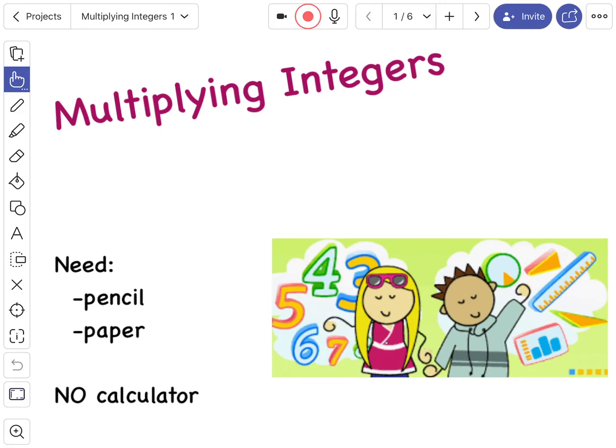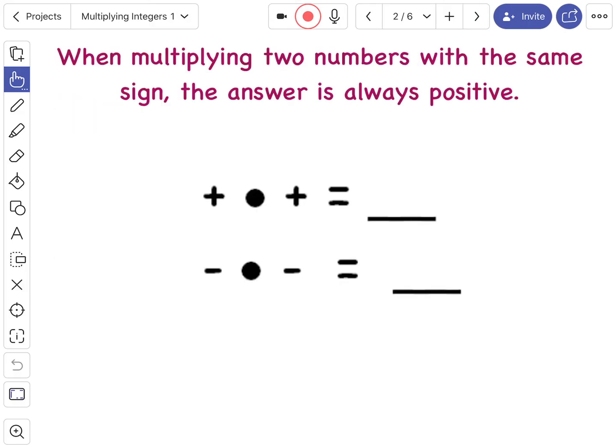Welcome 7th grade students. Today for our little extra mini lessons, we're going to do multiplying and dividing integers. So when we're multiplying and dividing integers, just like before, I need you to make sure you have a pencil, a paper, and you're not allowed to use a calculator. So let's take a peek here.